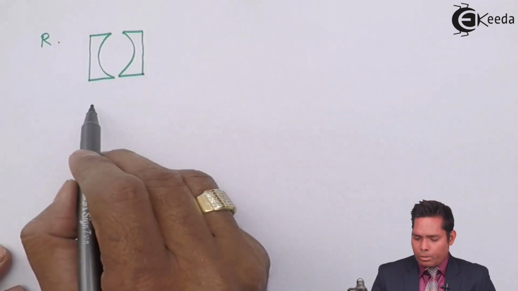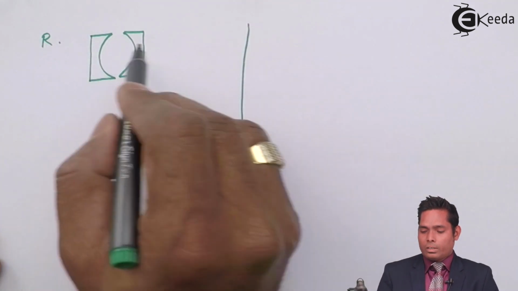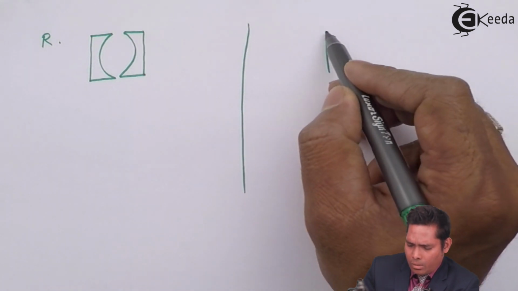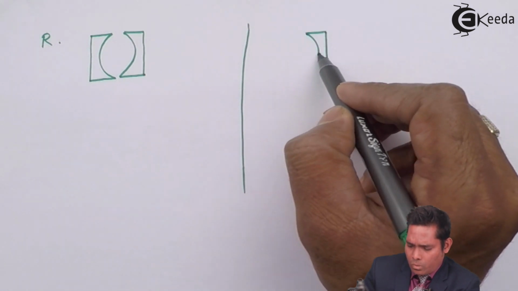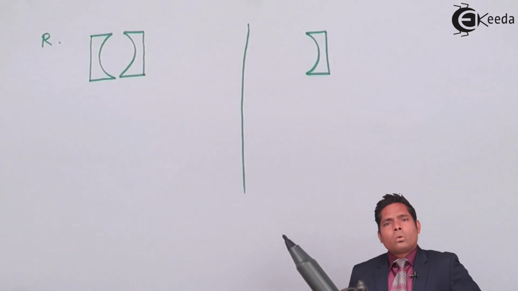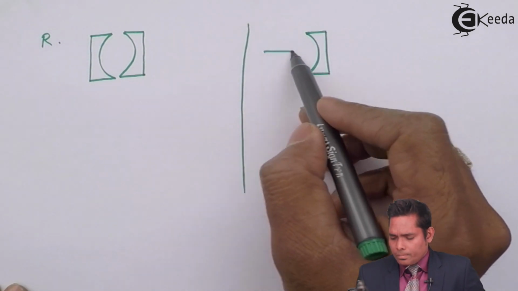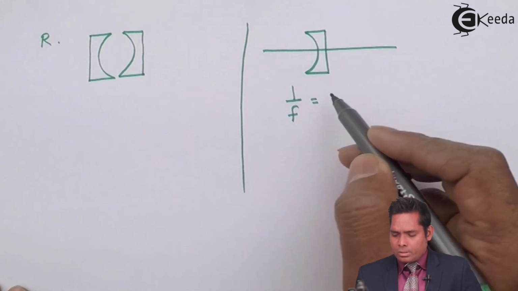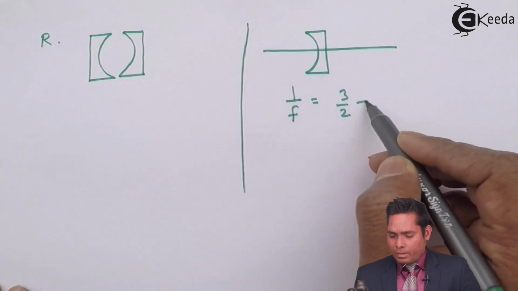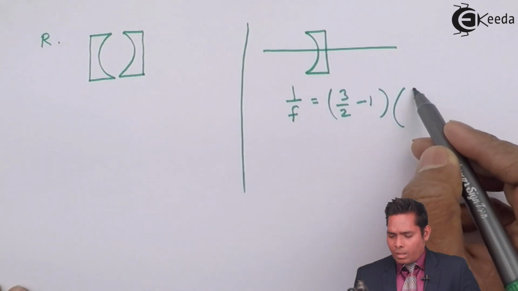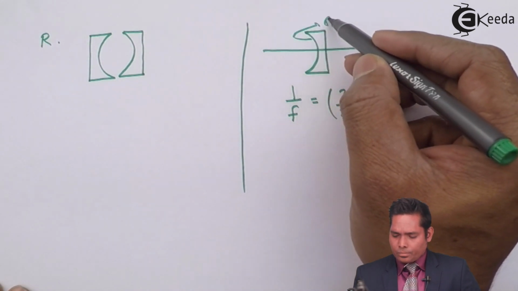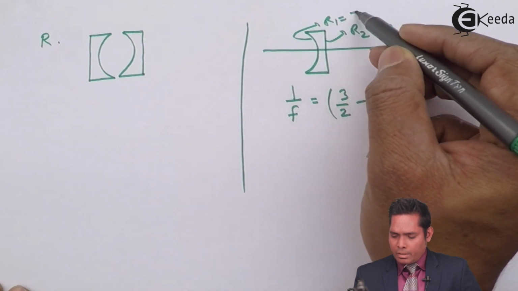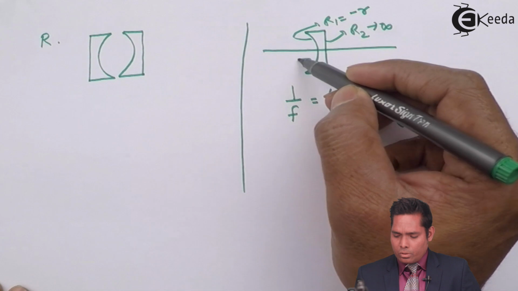It is a combination, and you have to find the equivalent focal length of this combination. Now for any individual plano concave lens, the focal length you have to find using the lens maker's formula. 1 upon f is 3 by 2, that is given in our question, times 1 upon r1 minus 1 upon r2. R2 is infinity, and r1 is negative r, because the surface lies on this side, so it is negative.